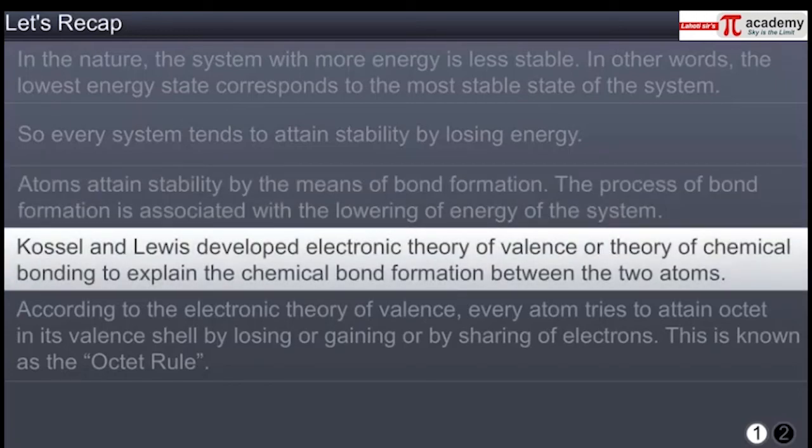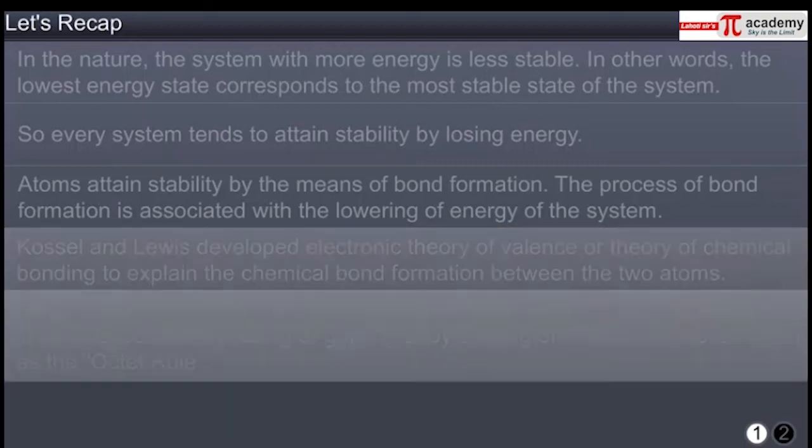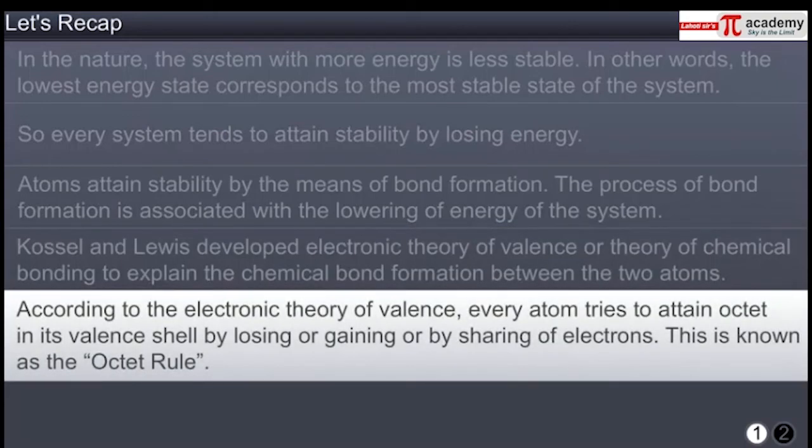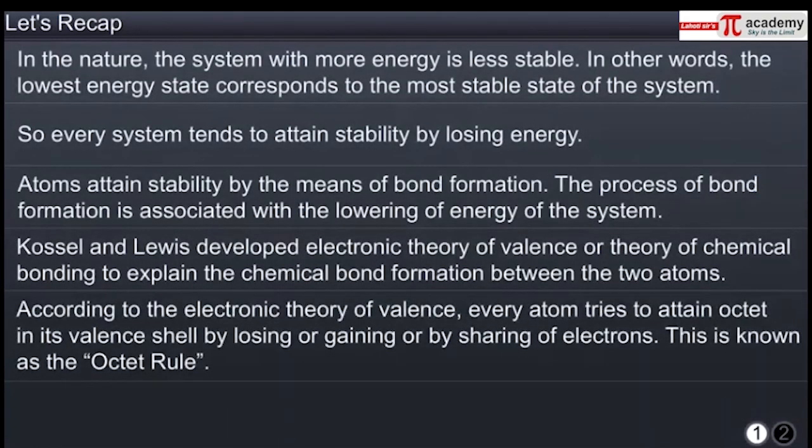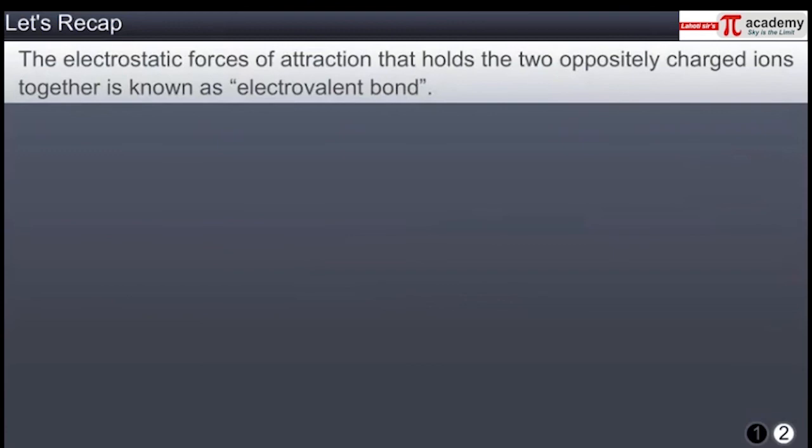Kossel and Lewis developed electronic theory of valence or theory of chemical bonding to explain the chemical bond formation between the two atoms. According to the electronic theory of valence, every atom tries to attain octet in its valence shell by losing or gaining or by sharing of electrons. This is known as the octet rule. The electrostatic forces of attraction that hold the two oppositely charged ions together is known as electrovalent bond.